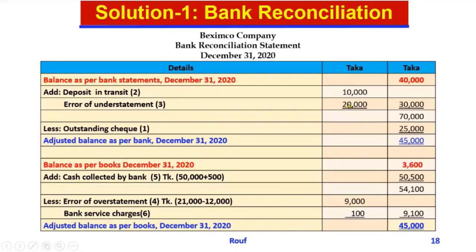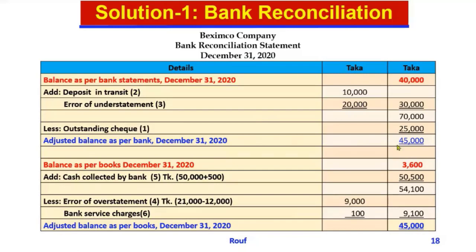20,000 here, 20,000 added with bank deposit in transit 10,000, total 30,000. 30,000 added with the balance 40,000, total 70,000, less outstanding checks 25,000. So adjusted balance as per bank statement December 31st, 2020, 45,000.